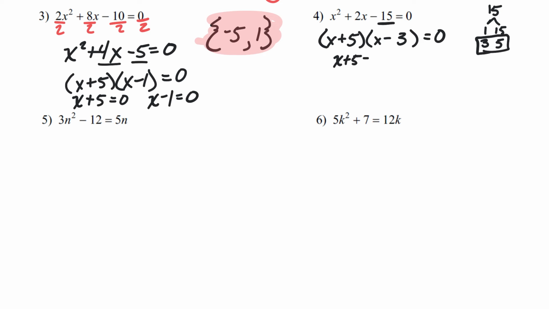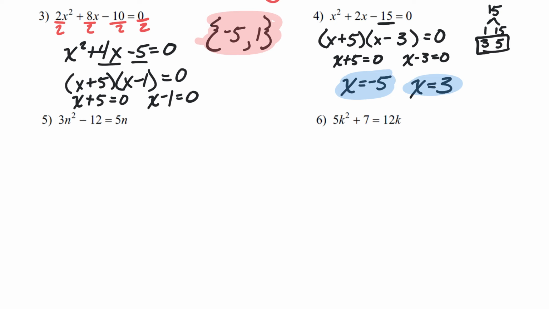We'll take each of these factors and set them equal to 0, leaving us with solutions at negative 5 and also a solution at positive 3. All right, question number 5. We first notice that it is not in standard form.